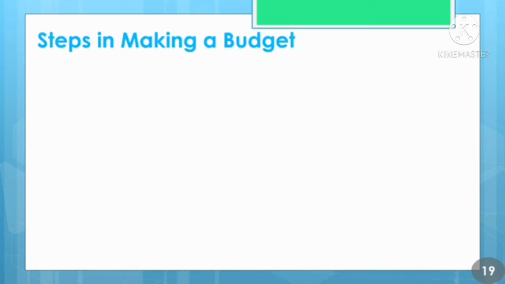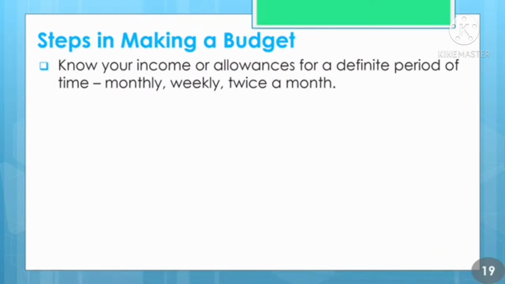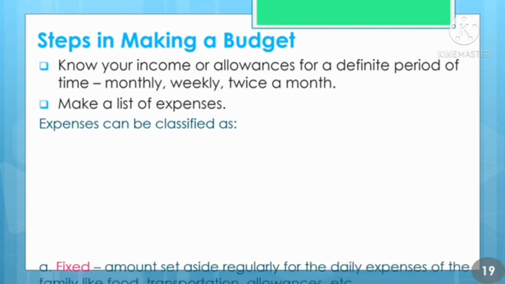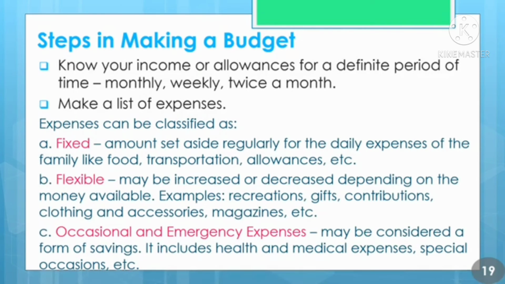Here are some steps in making a budget. Know your income or allowances for a definite period of time, monthly, weekly, or twice a month, and make a list of expenses. Expenses can be classified as fixed, flexible, and occasional and emergency expenses. Fixed is the amount set aside regularly for the daily expenses of the family, like food, transportation, allowances, and the like.